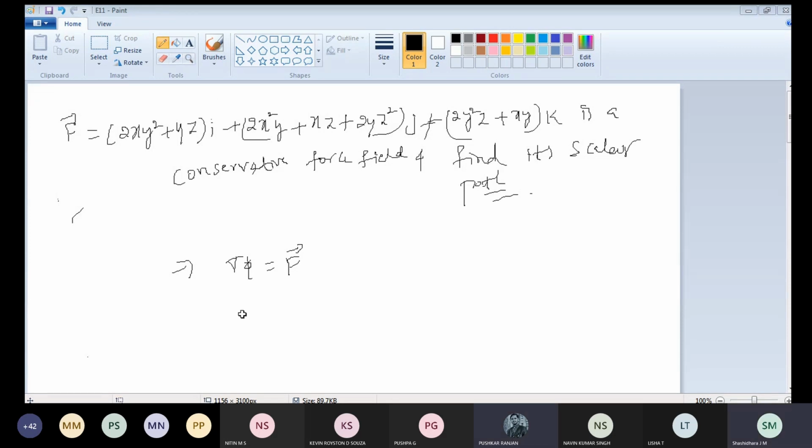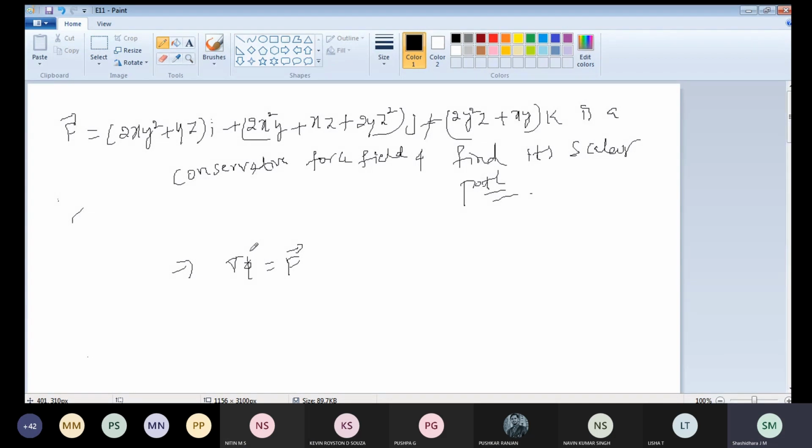Sir, the answer is x square y square plus xyz plus y square z square. Correct, sir? Okay, answer I don't have. Which one? Wait, I will prove. What about others? Yes, sir. Correct, sir. Okay, those who are not getting the answer, just listen.